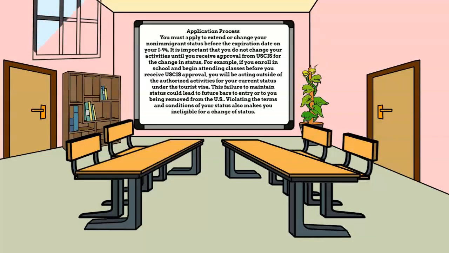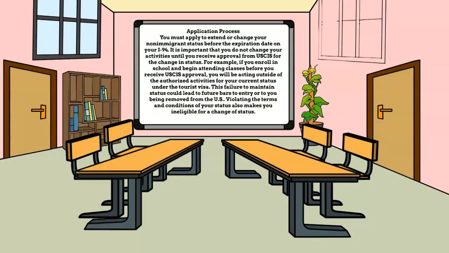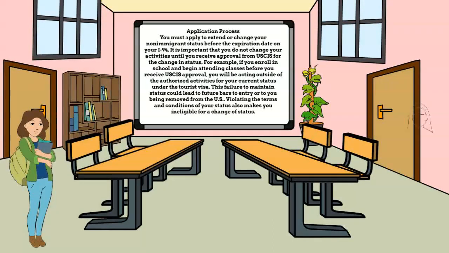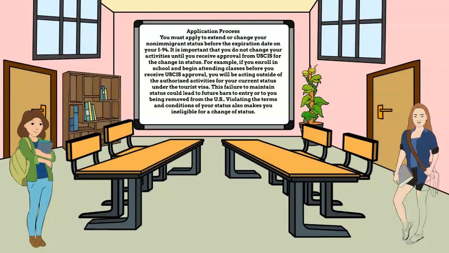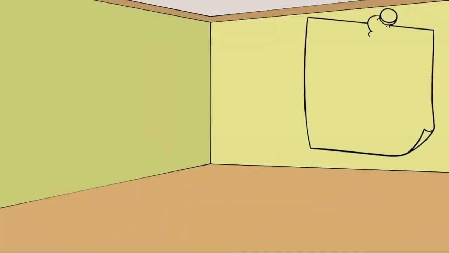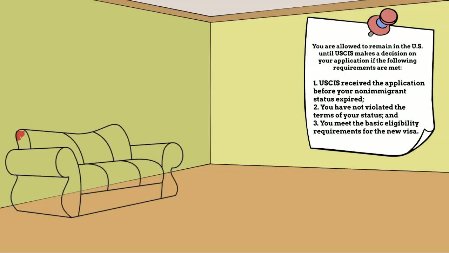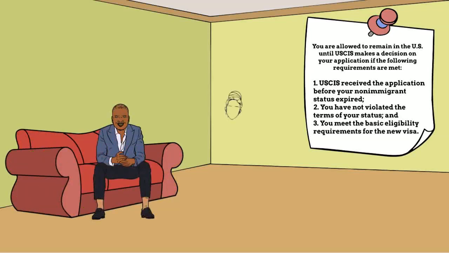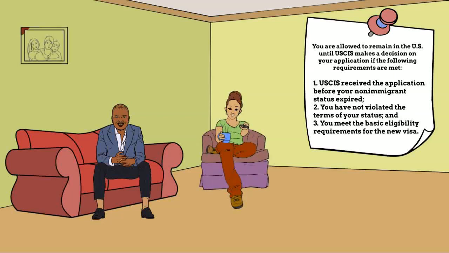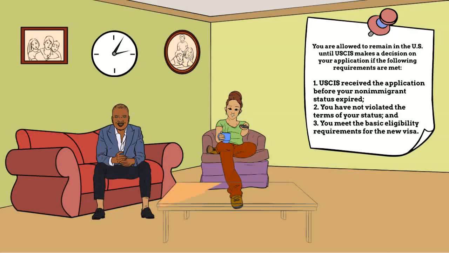The failure to maintain status could lead to future bars to entry, or to you being removed from the United States for violating the terms and conditions of your status, and can also make you ineligible for a change of status. You are allowed to remain in the United States until USCIS makes a decision on your application if the following requirements are met. 1. USCIS received the application before your non-immigrant status expired. 2. You have not violated the terms of your status, and 3. You meet the basic eligibility requirements for the new visa.